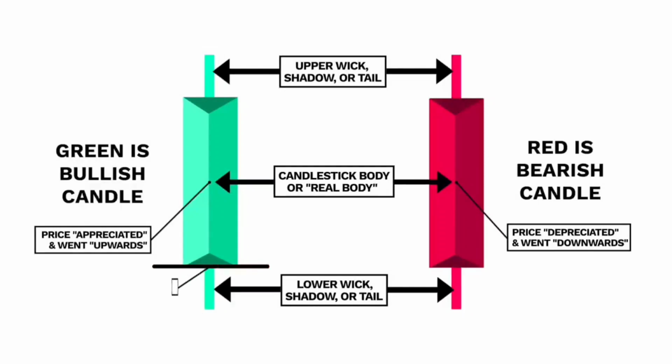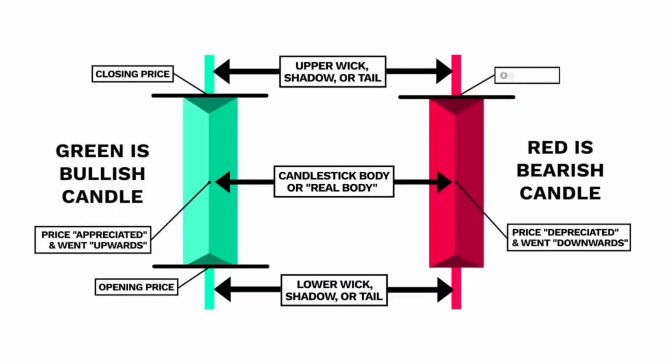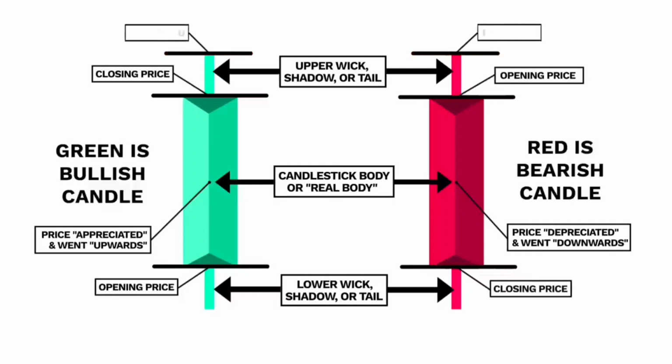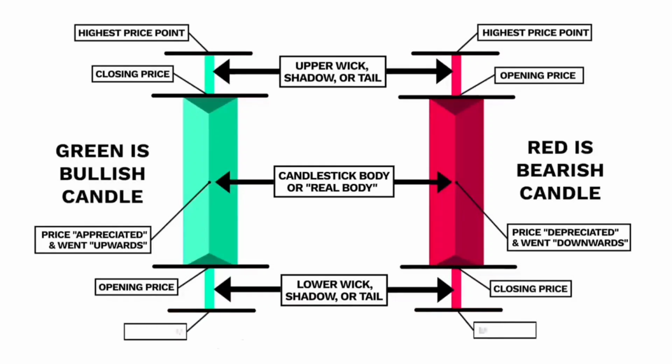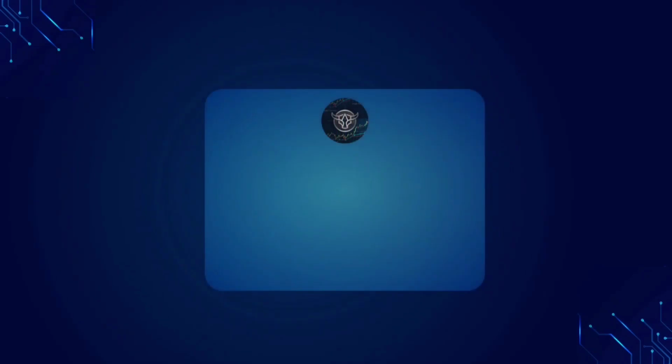For a green candlestick, the opening price is at the bottom of the candlestick body, and the closing price is at the top of the candlestick body. For red candlesticks, the opening price is at the top of the candlestick body, and the closing price is at the bottom of the candlestick body. The wicks at the top represent the highest price point of the time period. The wicks at the bottom represent the lowest price point for the time period.